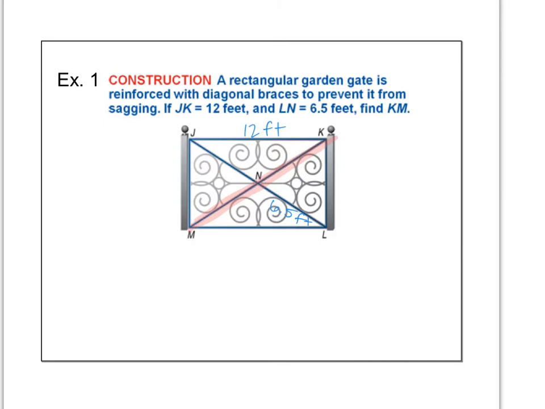Well, it should be the same length as JL because diagonals in a rectangle, and this is rectangular, are congruent and they bisect each other. And so all 4 of those end up being the same length. So if L to N is 6.5, then J to N is also 6.5 feet. So 6.5 plus 6.5 is 13 feet. And if J to L is 13 feet, then K to M is also 13 feet.